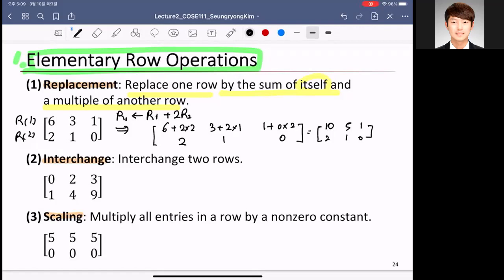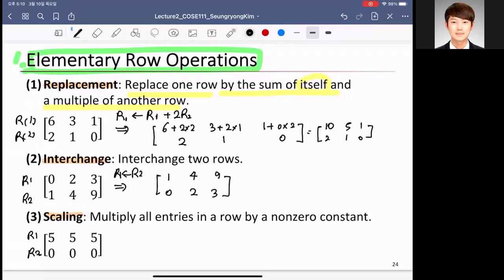So another operation is the interchange. We want to interchange two rows, R1 and R2, for example, like this, and our new matrix is going to be 1, 4, 9, 0, 2, 3. This is an example of the interchange, and now scaling.